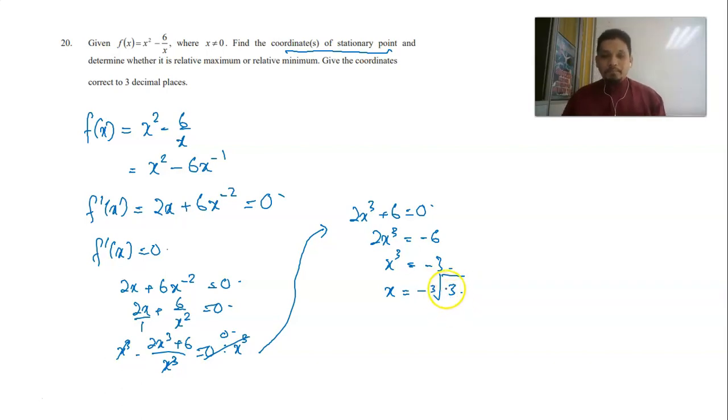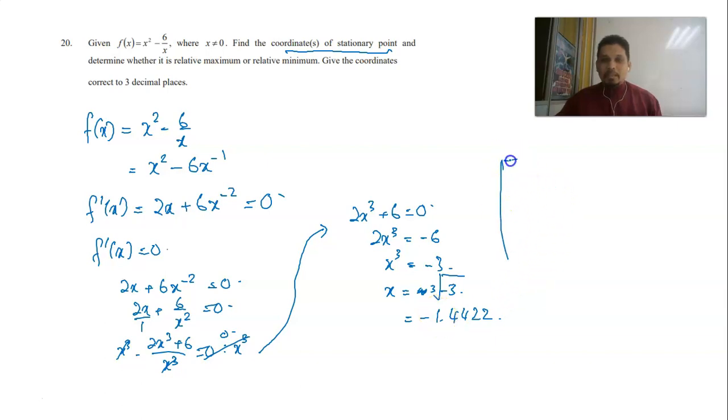Or this one here, make this as a negative cube root of 3. And if you change it into the value in decimal, this is negative 1.4422. Okay, from the first derivative test, then we get one value of x here. So then next, determine whether it's a relative maximum or minimum.